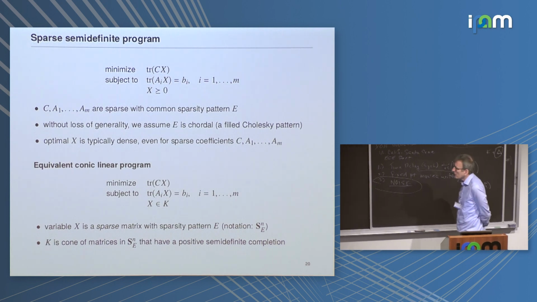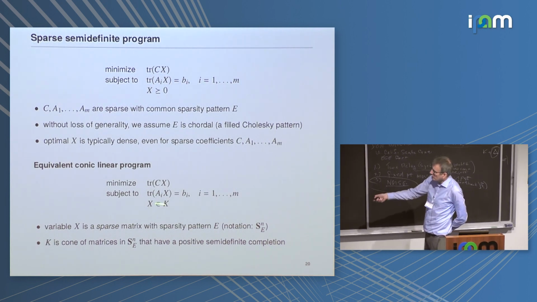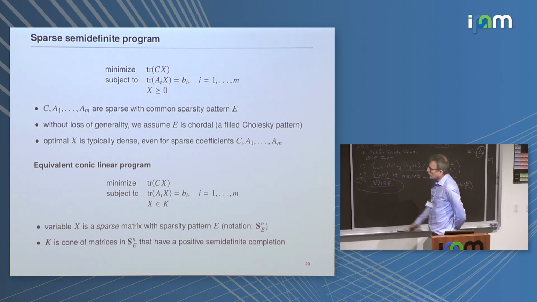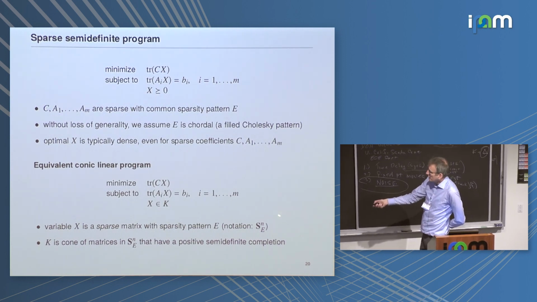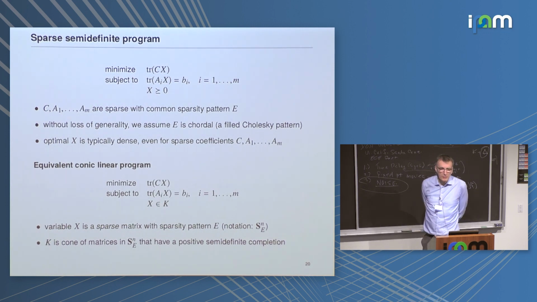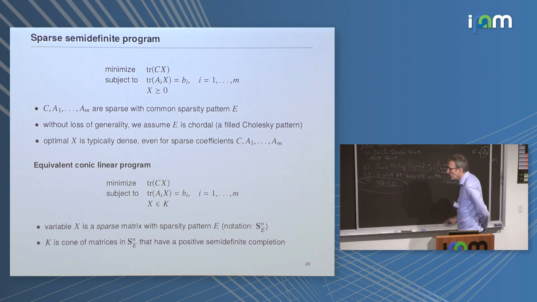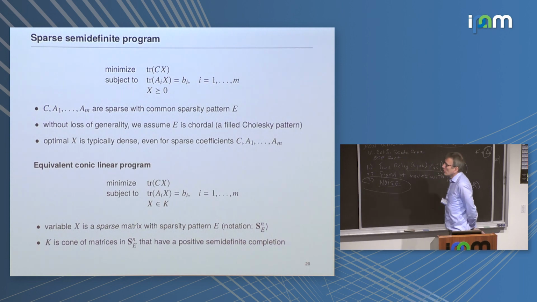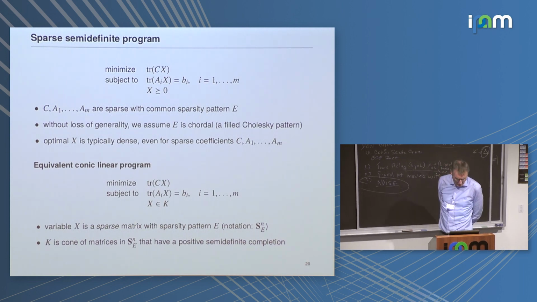And if you really distinguish these two types of variables, E here will be the sparsity pattern. S_E is the set of matrices with sparsity pattern E. And then the cone here is a cone of positive semidefinite completable matrices. So again, we would like to find suitable Bregman kernels for Bregman distances.